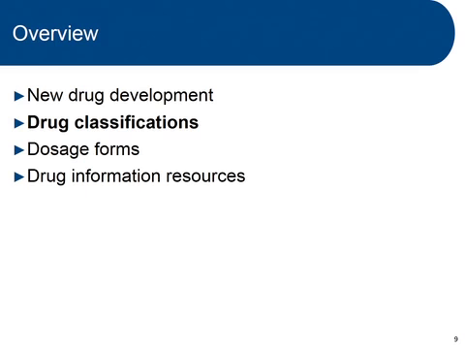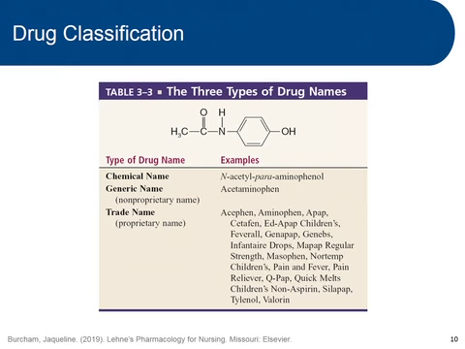So that's kind of an overview of the drug development process. Let's move on to how drugs are classified. And there are a couple of different ways that drugs are classified. We'll talk about the basic ways that we classify medications. All right, so first of all, how are drugs named? I think that's probably the most basic place to start.